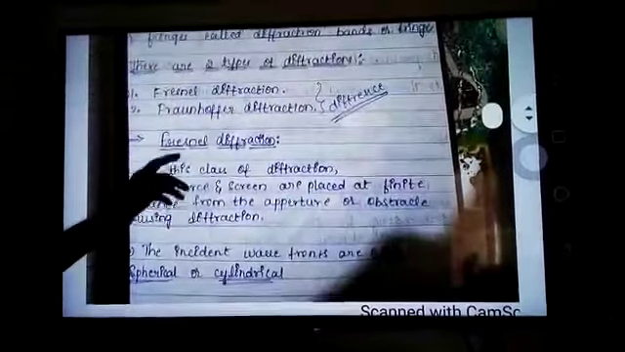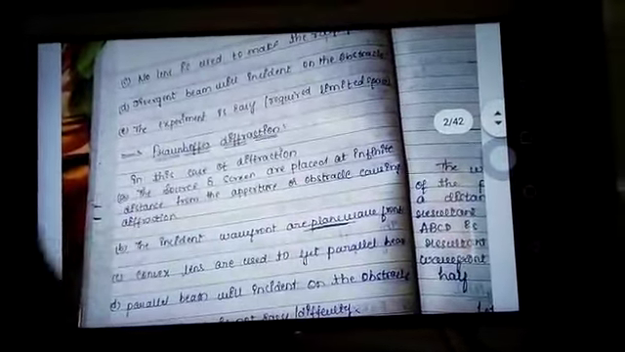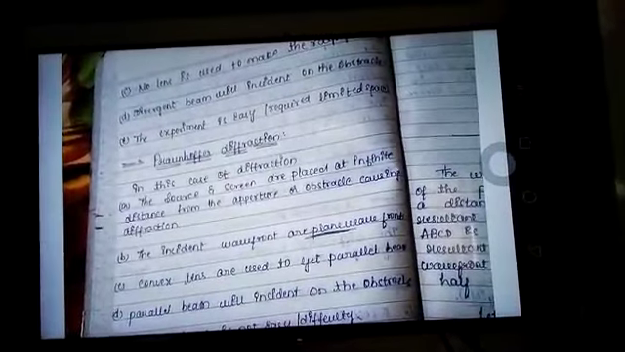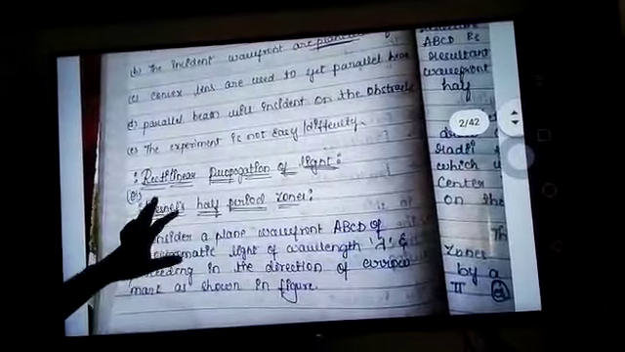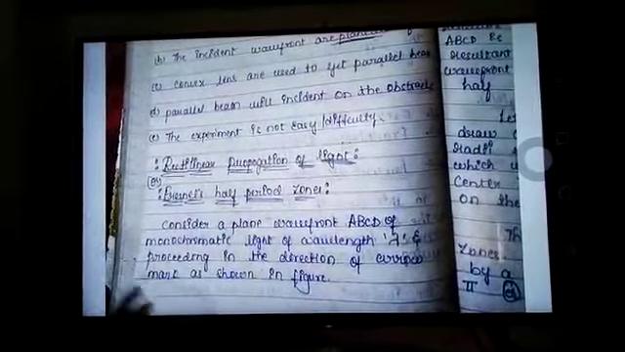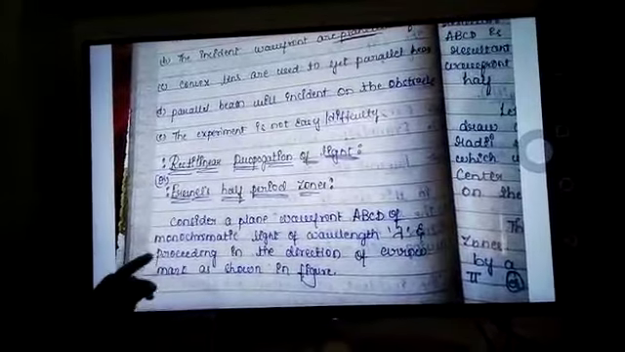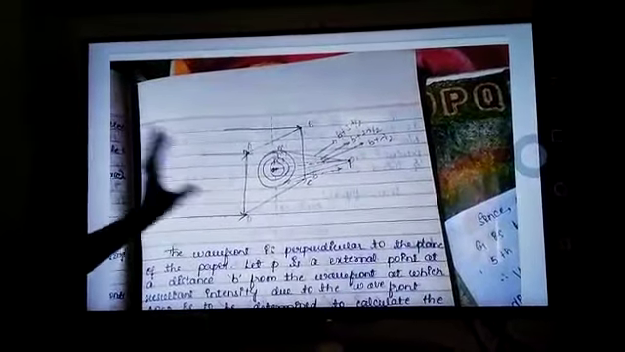Fresnel diffraction is over. Next, Fraunhofer diffraction is over. Today I am going to tell about rectilinear propagation of light, or Fresnel half-period zones. Now let us consider the zone plate.